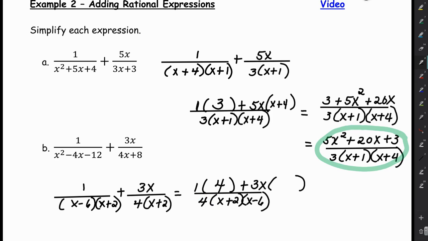And now we're going to compare the other one. So what is extra in the new denominator? Well, x minus 6. We've done the hard part. We're going to combine like terms, and we're going to rewrite our common denominator.